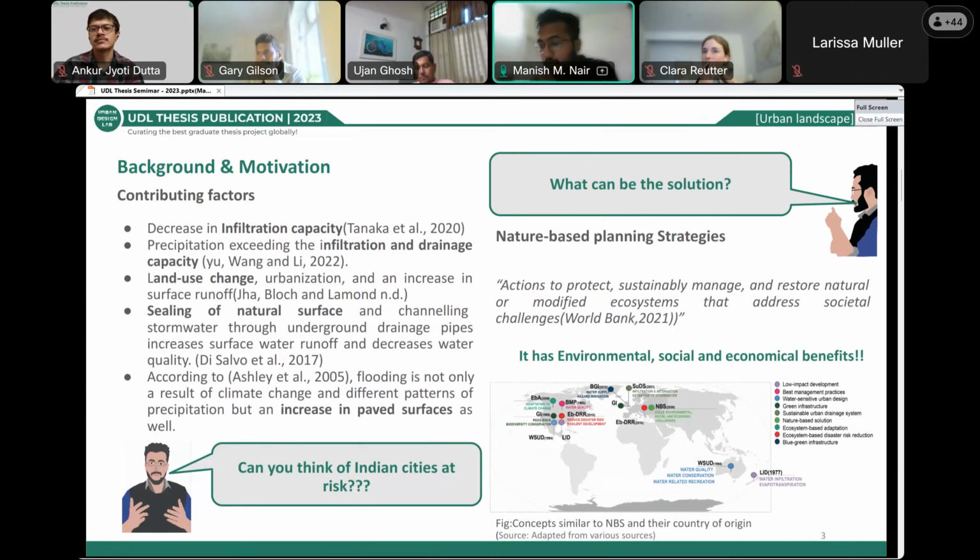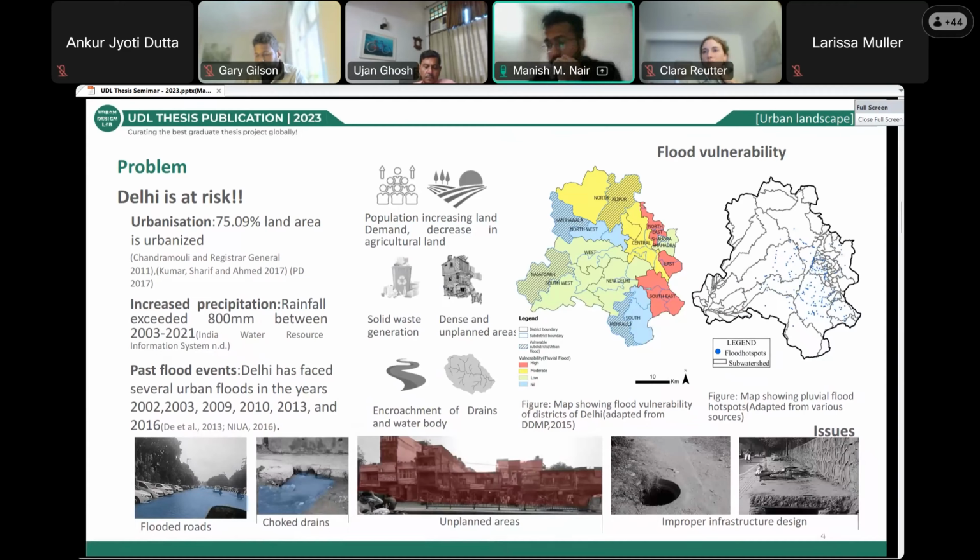Now, what can be the solution, how can we decrease such issues, and how can we strengthen the existing stormwater infrastructure? The answer is nature-based planning strategies, which are inspired by nature and have certain social, economic, and environmental benefits associated with them. Now, when we consider this factor, certain Indian cities definitely come to mind, and Delhi is one of them. Now, the question is why Delhi? There are numerous reasons. Some of them include increased urbanization than previous flood events, and there are various other issues which would take some time to even list down.